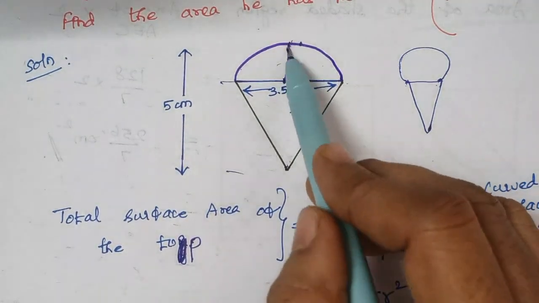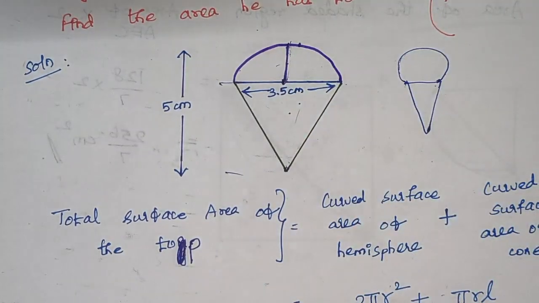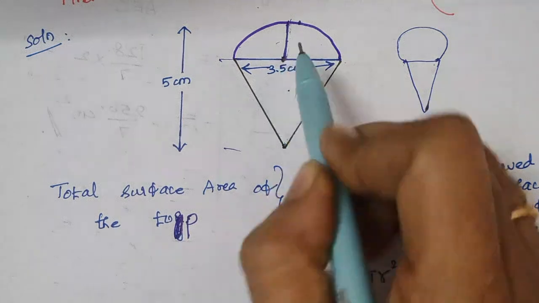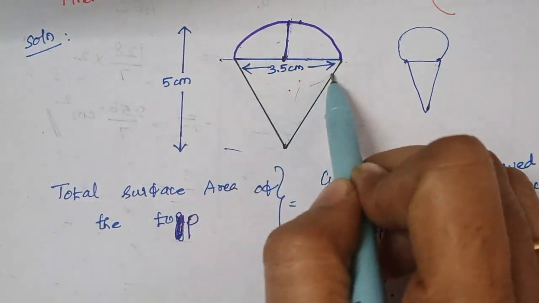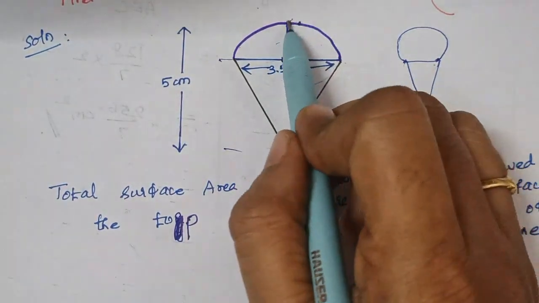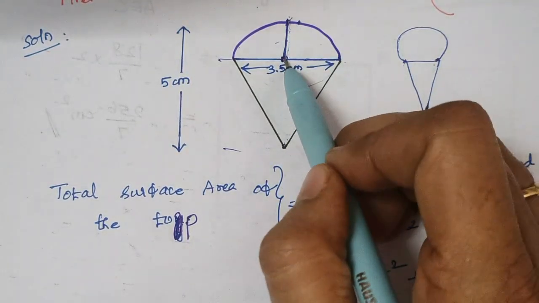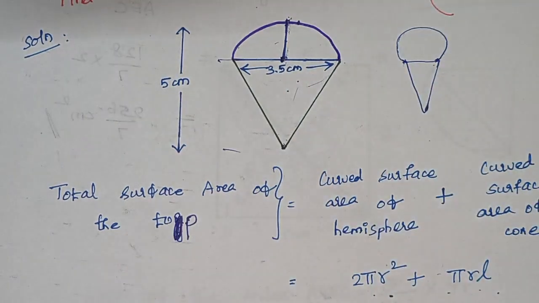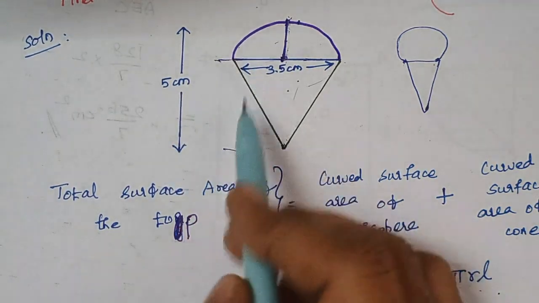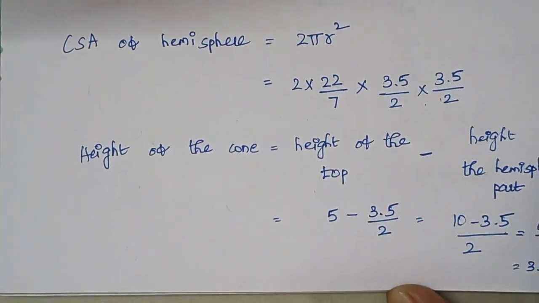So how to find this length? You see this line, this is nothing but the radius of the hemisphere. Why are we saying it as radius? Because this line connects the center, right? You see this is a hemisphere, anyway here we will be having the other half. So any line that connects the center to a point on the circumference is radius. So obviously this is your radius, right? What is the value of radius? It is 3.5 by 2. So when you subtract 3.5 by 2 from this 5 centimeter, automatically we will be ending up with the height of this cone, right?